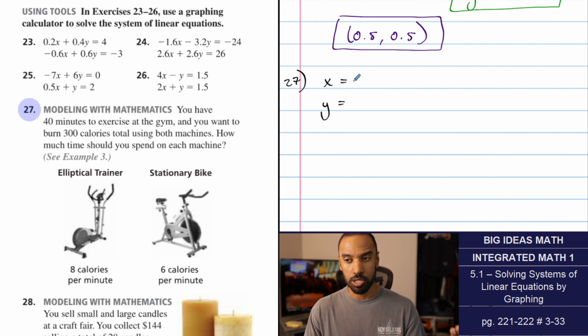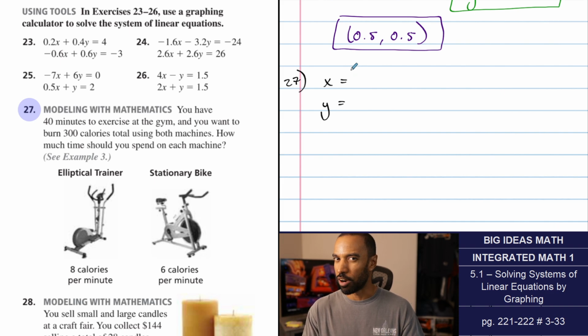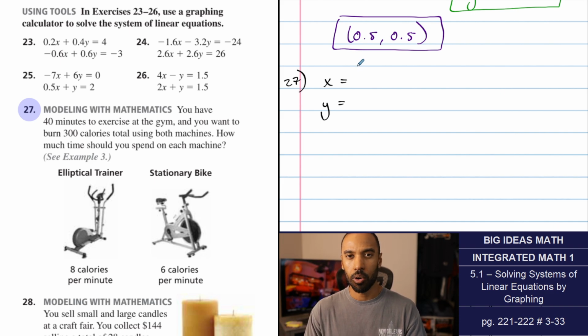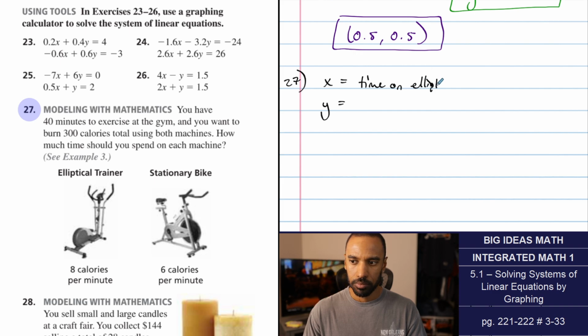And I just realized this is systems of equations. This is where we'll have a lot of word problems where you should define your variables here, whether you're doing graphing or algebraically. Let's let x equal amount of minutes time on elliptical trainer. This is in minutes. And y equal time on bike in minutes. So we have two equations we can write.